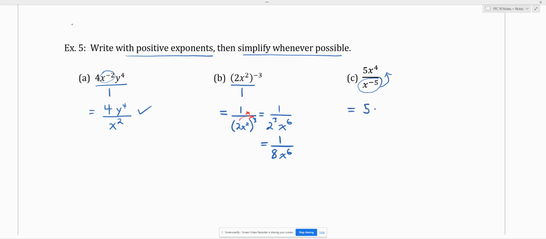So I'm going to still have the 5x to the 4 up top, and then that's going to also be joined with the x to the 5 from the bottom. Okay, there's nothing on the bottom anymore, so I don't have to write over 1. And let's simplify because we can keep the 5, but we can combine these same base. We're going to add exponents, so I get x to the 9, and we're done.